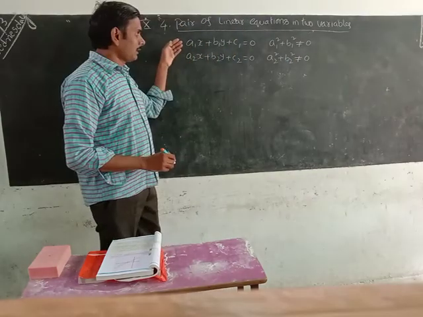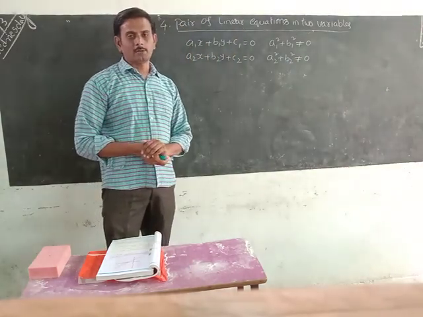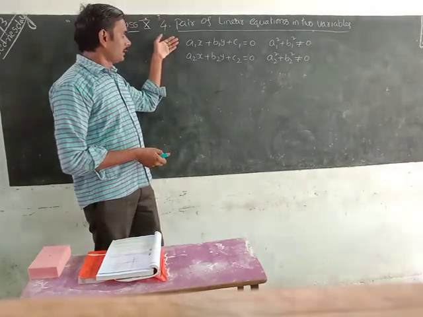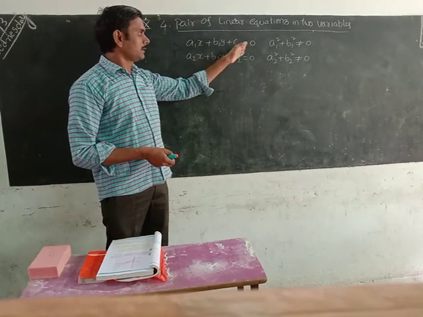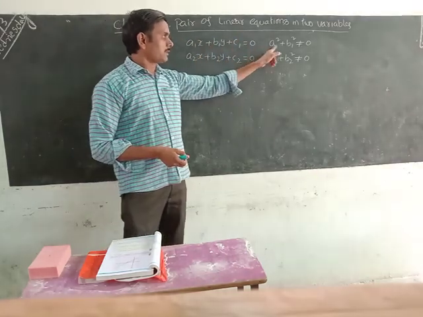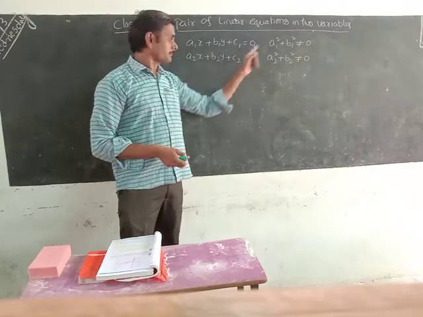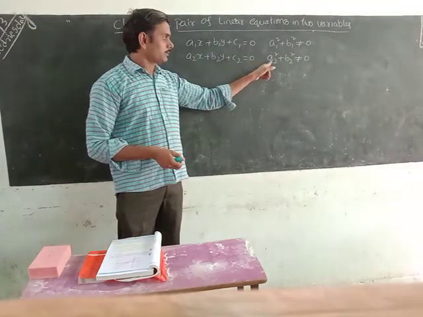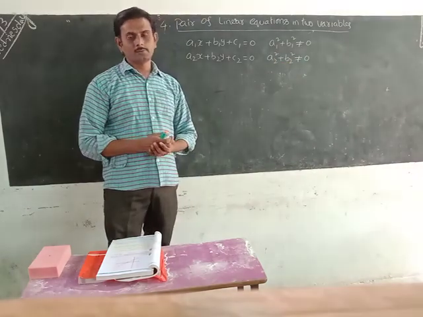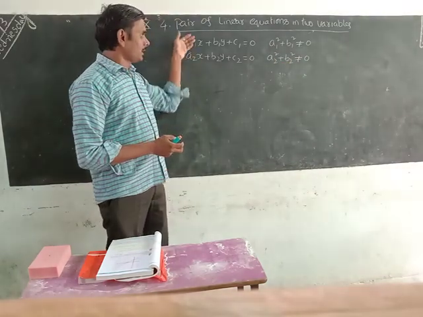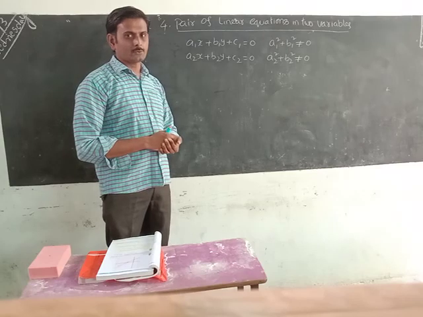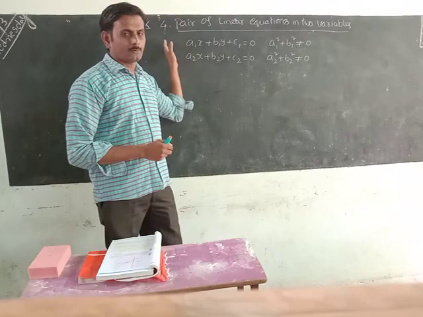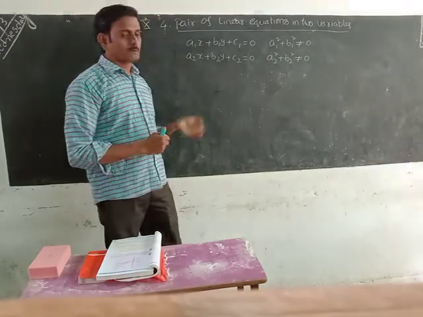Any pair of linear equations you consider should be in this model: a1x plus b1y plus c1 equal to 0, where a1 square plus b1 square not equal to 0, and a2x plus b2y plus c2 equal to 0, where a2 square plus b2 square not equal to 0. If we follow these conditions, then only can we call these a pair of linear equations.